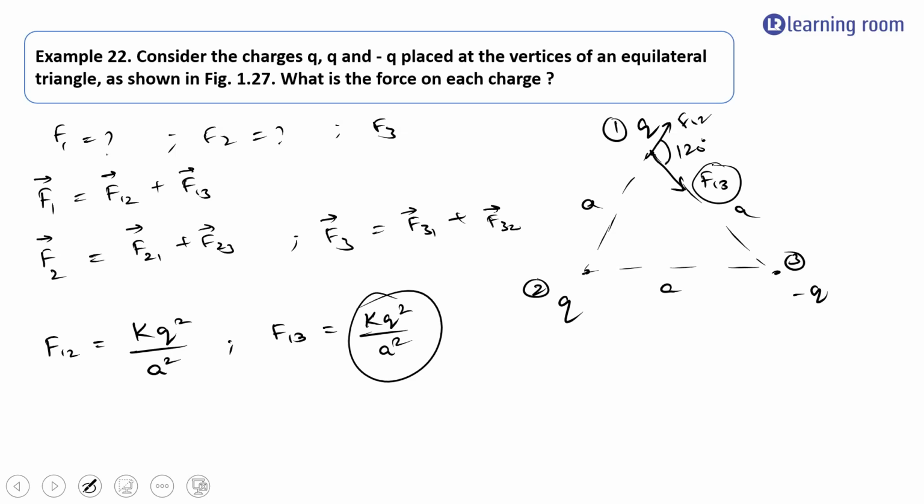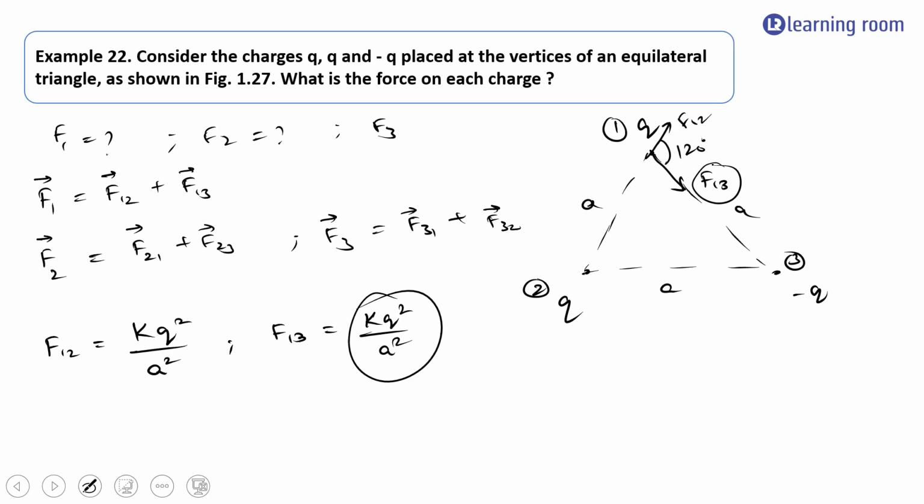Whereas, if the same question was about calculating the potential energy of the system, instead of saying what is the force, if they say what is the potential energy of the system, what should we do? Then you should take the charges into consideration, I mean the nature of the charge into consideration. Are you able to understand?